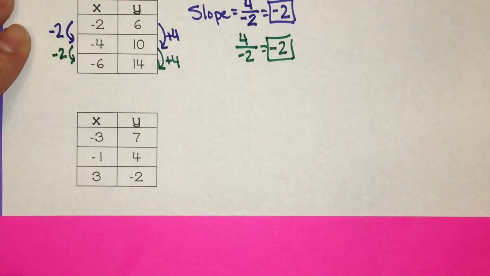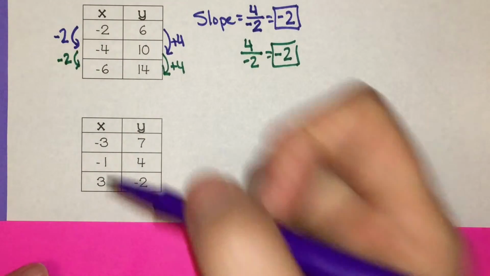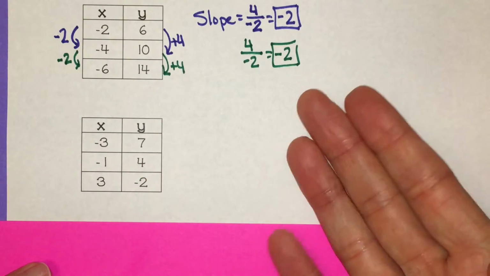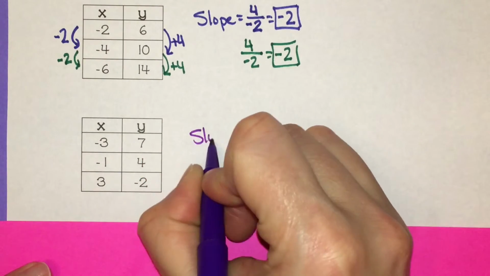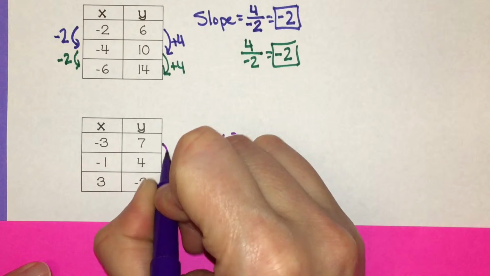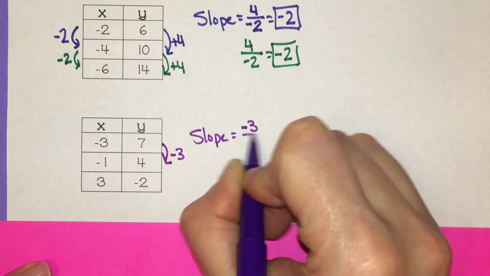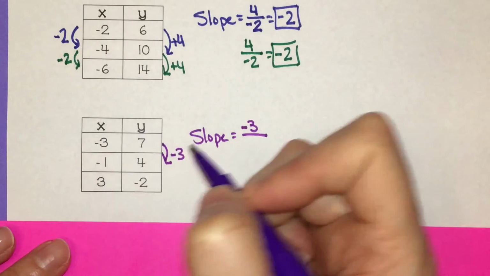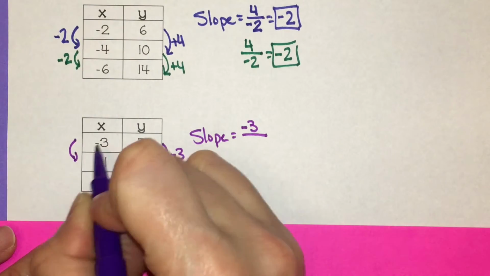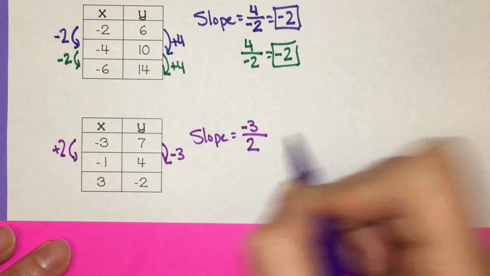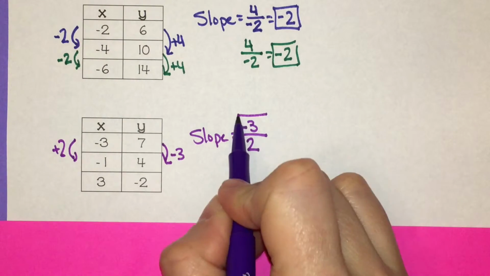Let's try another one. I always start with the y side because change in y is on top when you're looking at slope. So to go from 7 to 4, we're going to subtract 3. So the change in y is -3. To go from -3 to -1, we're going to add 2, so positive 2. So the slope is -3 over 2.